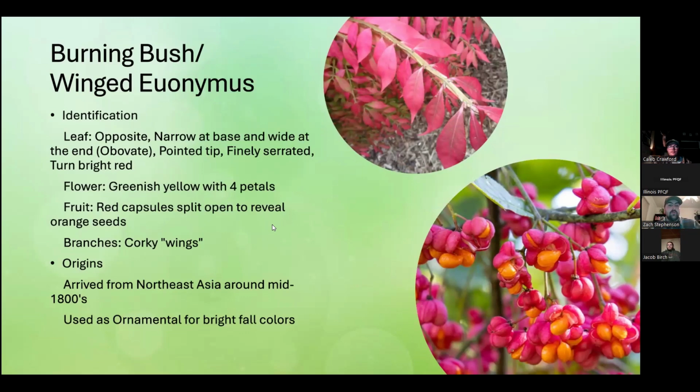The flower will be a greenish yellow with 4 petals, and then it'll have a fruit in those capsules that splits open to reveal an orange seed. On the branches, you can kind of tell in that top picture, it has corky wings, but if you get up close to it, there are wings that flare off of it that look like paper on the edge. So it runs down the whole edge of that branch.